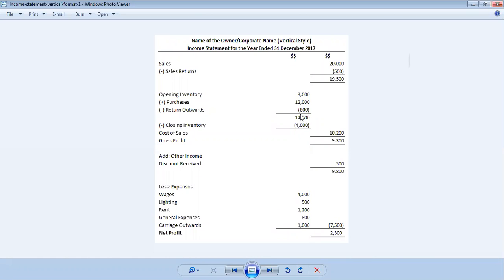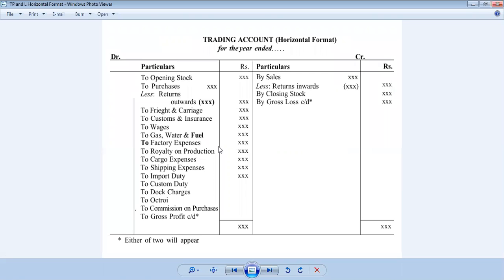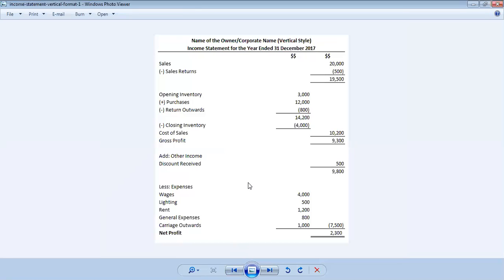You have two formats to do the income statement, otherwise called a trading and profit and loss statement. This format is called the vertical format. The other format is called the horizontal format, but you won't use this at all. This is the format we should be using. This is used internationally all over the world.